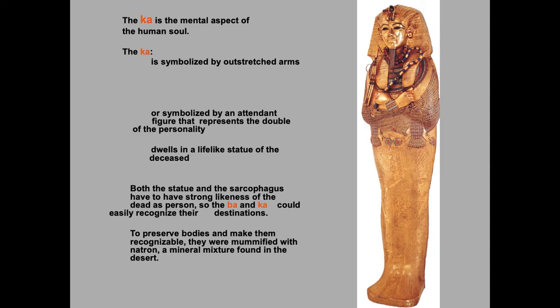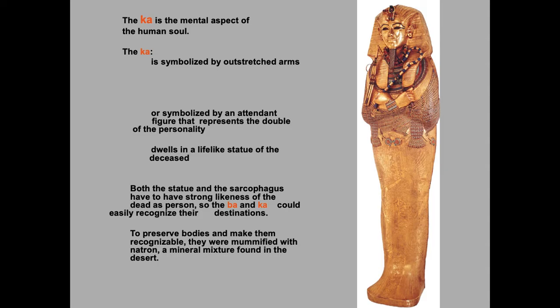The Ka is the mental aspect of the human soul, the second paragraph, page 222. It is symbolized by 2 outstretched arms or by an attendant figure that represents the double of the personality. The Ka dwells in a lifelike statue of the deceased, which is placed in the tomb. It is important for both the statue and the sarcophagus to have a strong likeness of the dead person so that both the Ba and the Ka could easily recognize their destinations.